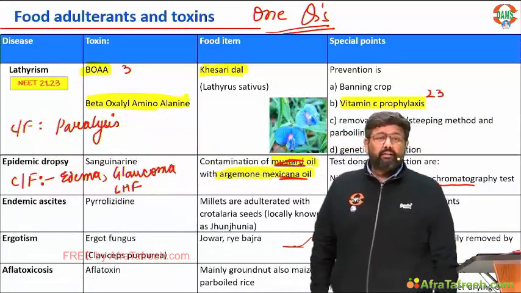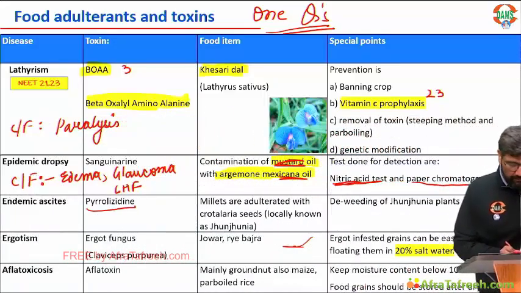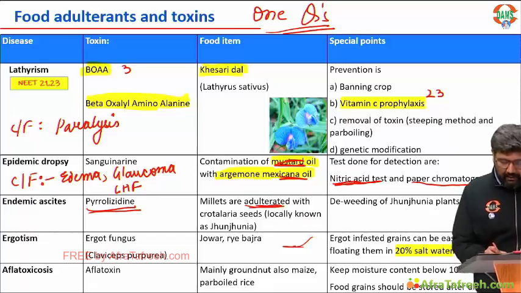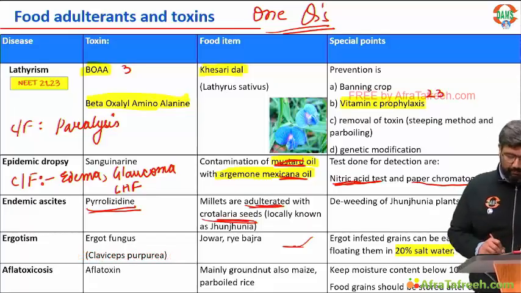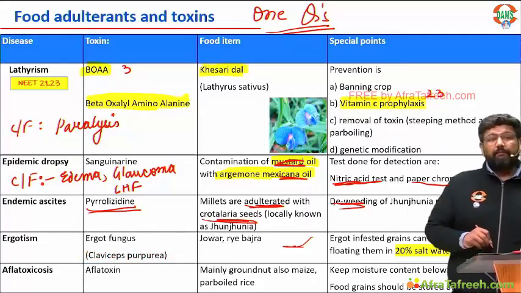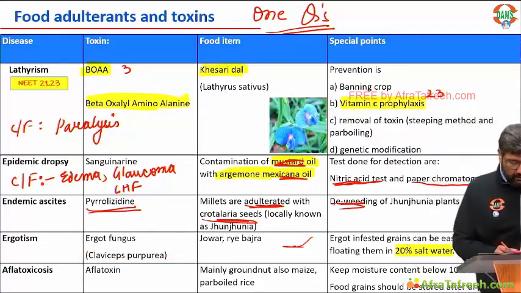Endemic ascites, the toxin is pyrrolizidine. The millets are adulterated with crotalaria seeds, and we can do the de-weeding. Ergotism is a fungus.